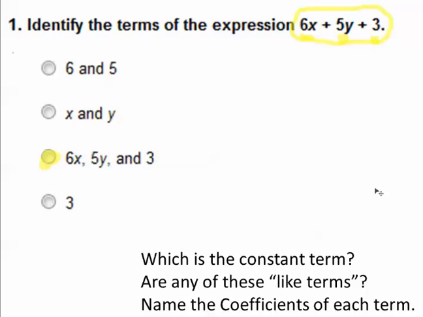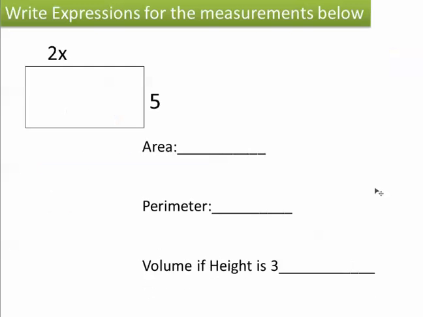How about a constant term? Is there a constant term here? The answer is yes. 3 is our constant term. The only just number in here. And how about coefficients? A coefficient is the number in front of the variable. So we would say 6 is the coefficient of this term, and 5 is the coefficient of this term. Not too bad, right? All words you're going to see all year long, so try to get them in your head. They are important. We are going to now write an expression for the measurements below.